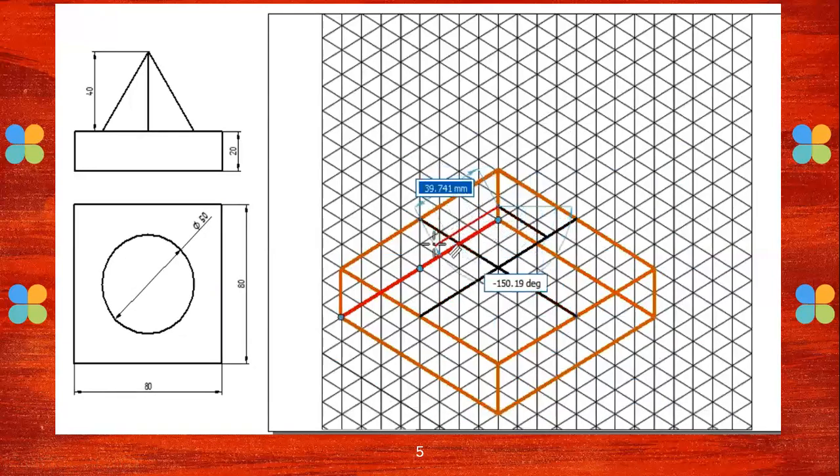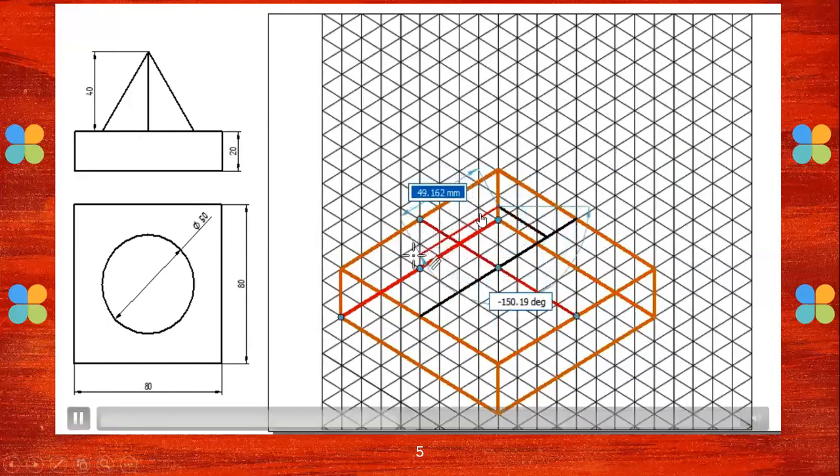Then 5 boxes along the 30 degree inclination line. Always you have to move parallel to the 30 degree or 150 degree inclination line. Again 5 boxes along the 150 degree inclination line. Again 5 boxes. Then 2.5 boxes. So this completes the square of 50 mm.